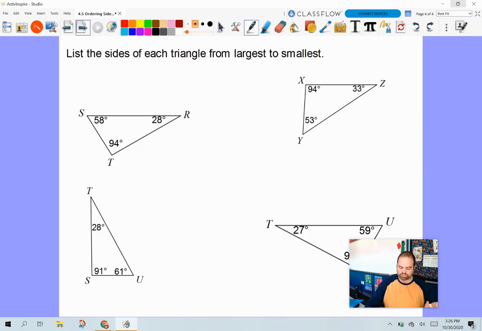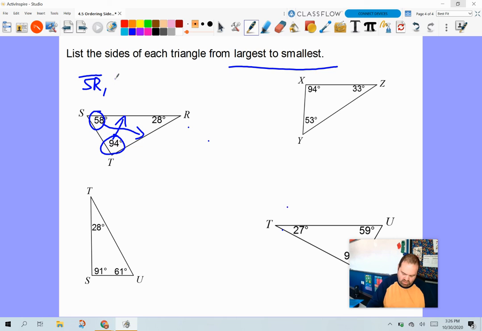Now reverse that process. If I give you the angles, you should be able to put the sides in order, again from largest to smallest. So start with the biggest angle. In this triangle here, it's angle T. Across from that, my biggest side is SR. And then my next one is 58, so the next biggest side is RT. And then the last one is angle R, so across from that is ST.